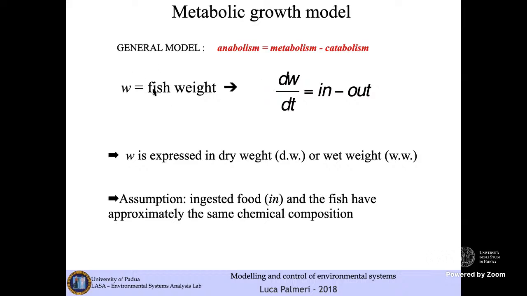So if we introduce W as the fish weight, we may write a first order differential equation: the variation in time of the weight of a fish is equal to what goes in minus what goes out. You know very well this approach. We use the approach of the continuity equation, but it is the translation of the energy conservation principle. W, the weight of the fish, may be expressed in dry weight, so we indicate it with W_d, or wet weight, indicated by W_w, meaning that we are weighing the biomass of the organism without drying it, so including the water. The basic assumption for building this metabolic growth model is that ingested food and the biomass of the fish itself have approximately the same chemical composition.